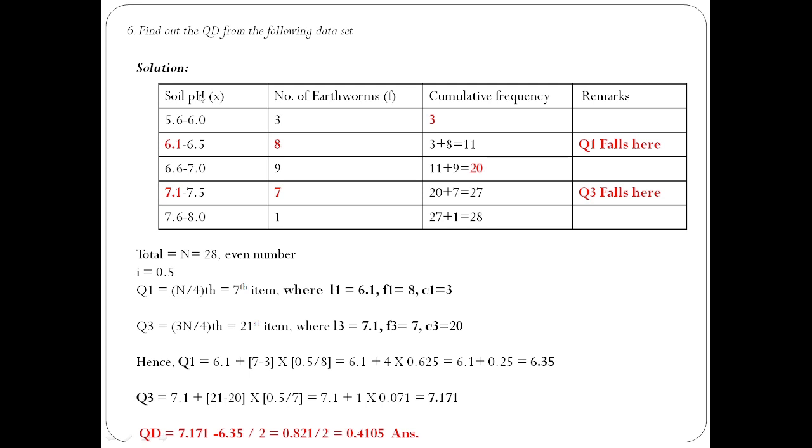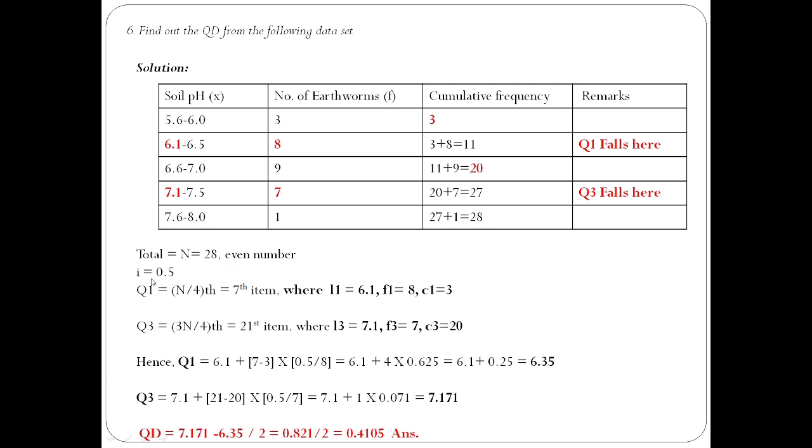In this example, we have the soil pH and the number of earthworms. The soil pH, represented as X, is given in the form of class intervals: 5.6 to 6, 6.1 to 6.5, and so on. The number of earthworms is presented in this column. From here we need to find the cumulative frequency like previously: 3, 3 plus 8 is 11, 11 plus 9 is 20, 20 plus 7 is 27, 27 plus 1 is 28. So the total number of items here is 28, which is an even number.